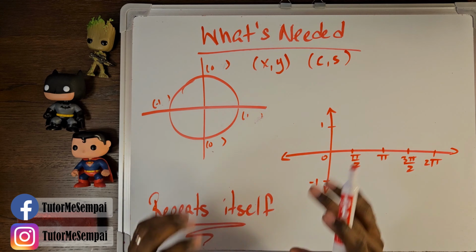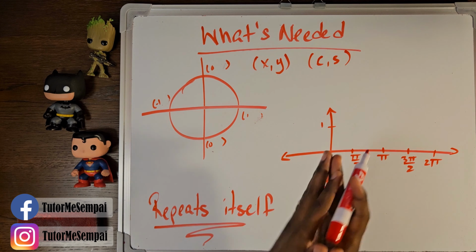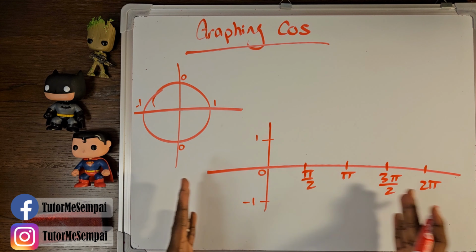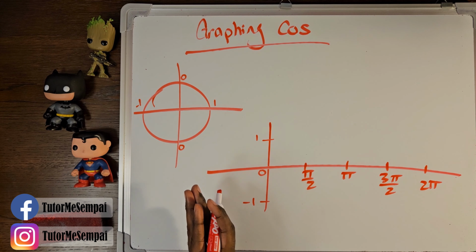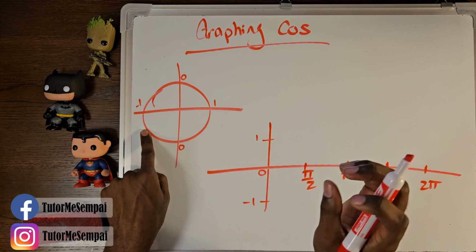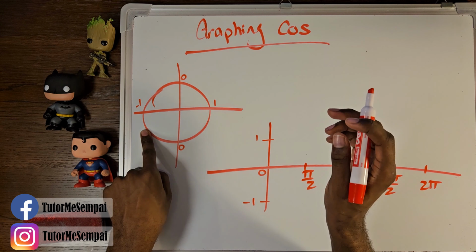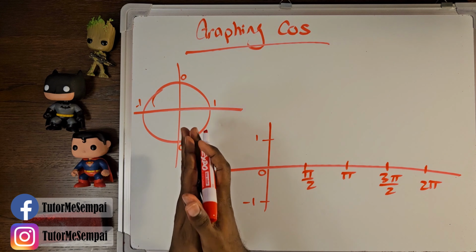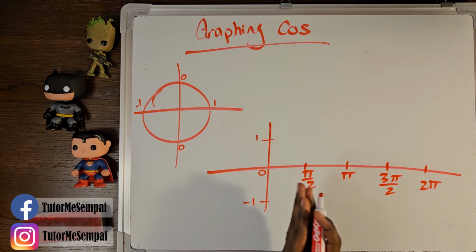Now let's take everything that we just talked about and graph our cosine function. So here we're going to be graphing our cosine function, and we have our graph and we have our abbreviated unit circle. But notice I made sure our abbreviated unit circle only had the values that corresponded with our cosine function. So all we're going to do is graph these points and then connect all the dots.